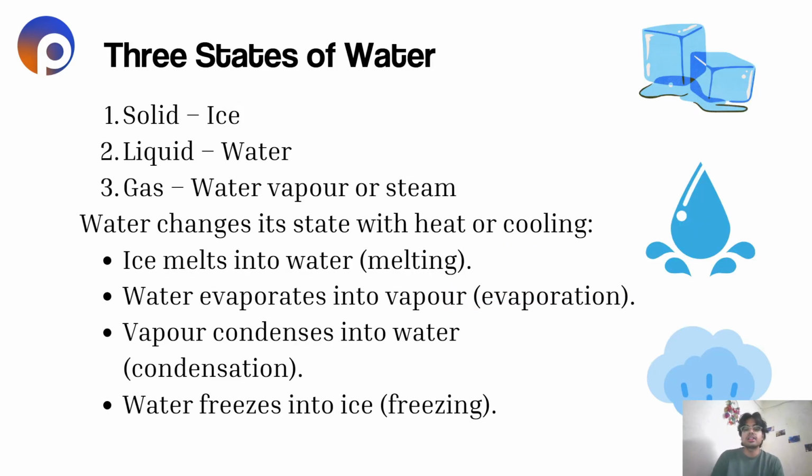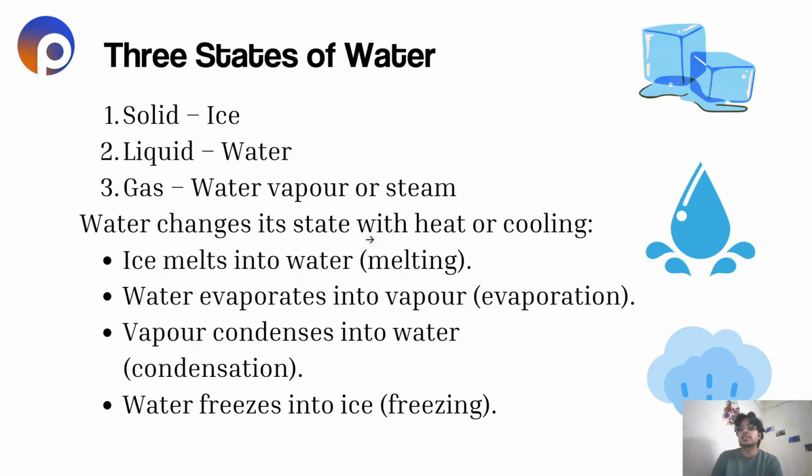Now let's dive into our chapter. So we need to understand what are the three states of water first. The first state is solid, which is ice. The second state is liquid, which is water, and the third state is gas, which is water vapor or steam.